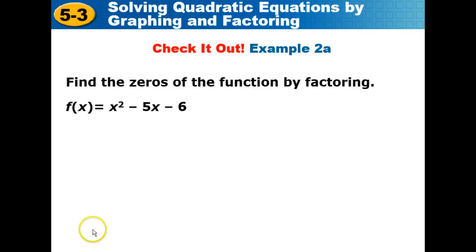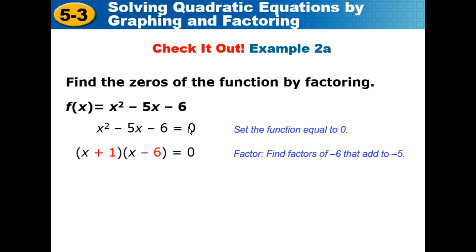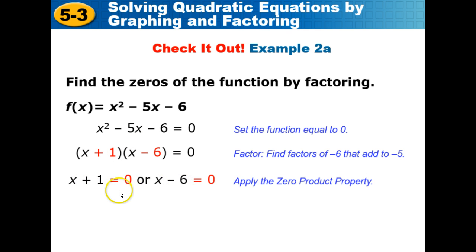This is example 2. We're going to go ahead and just find the zeros of the function by factoring. This is the original equation, so we need to set the function equal to 0. That's step 1. Remember, we're finding the zeros, so that helps you remember to set them equal to 0. We're going to go ahead and factor and say what multiplies to give us -6 and adds to give us -5. The answer is -6 and +1. Those are our factors. We're going to set each of those parentheses equal to 0. And we're going to get solutions or zeros of x equals -1 and x equals 6.